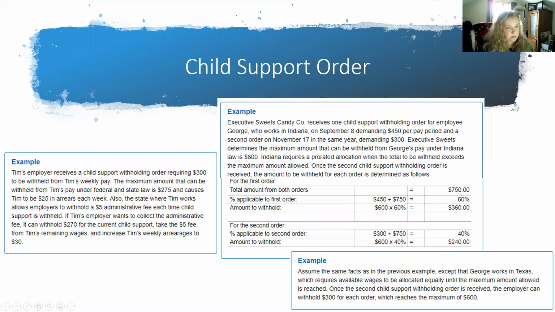So third example, we're going to assume the same facts as we just talked about, except that George works in Texas. And Texas requires the available wages to be allocated equally until the maximum amount allowed is reached. So once the second child support withholding order is received, the employer then can withhold $300 for each order, taking it up to the maximum of $600. Different methods, different states. Unfortunately, you have to comply and review each state's laws to make sure that you're in compliance.